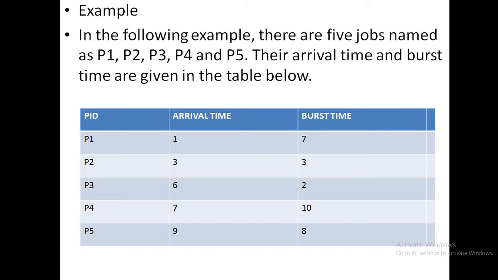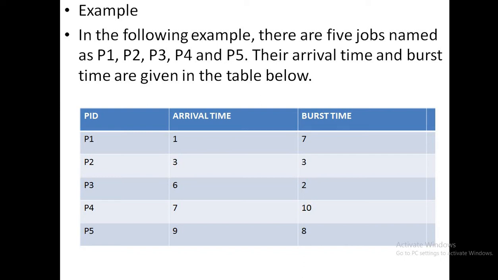After that, the 2 processes are available, that is your P4 and P5. By comparing P4 and P5, the CPU burst time of P5 is less. That's why it will get loaded into the ready queue, and it will execute up to 8 millisecond. That means 13 plus 8, it will execute up to 21 millisecond.